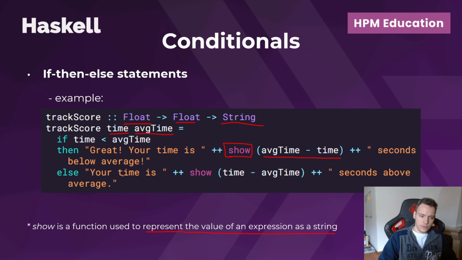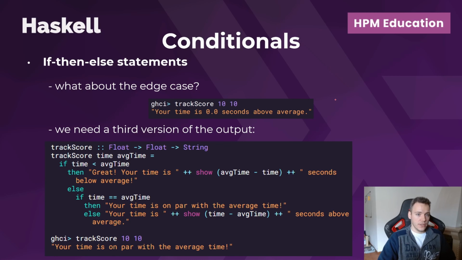Else we'll print that the time is above the average time. But you may have noticed in the previous example, we have an edge case that's not really accounted for in the if statement. And that is, what if the time of the contestant is exactly equal to the average time of the track? So basically, if we run the function this way.